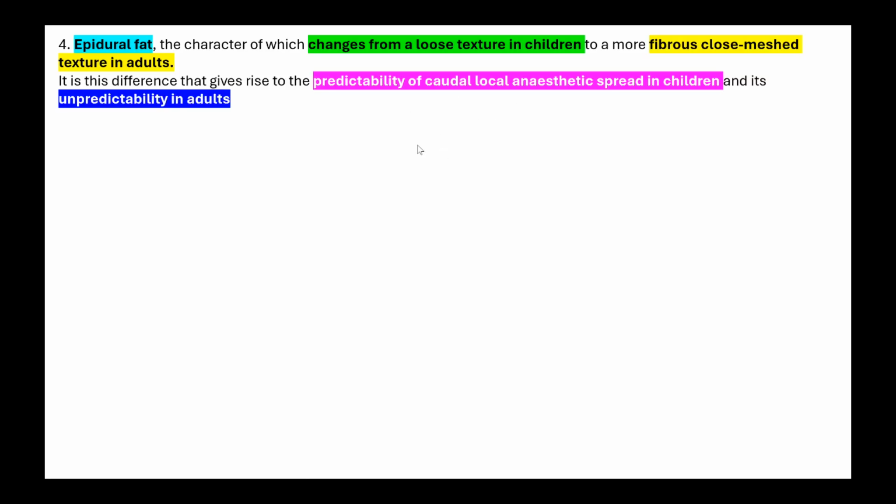So in children, you can definitely assess the spread because of the loose nature of the fat, whereas it becomes very unpredictable in adults, and that is the reason why caudal anesthesia is not very popular in adults, except for usage by the pain physicians who use it for coccydynia and other painful conditions in the lower back.